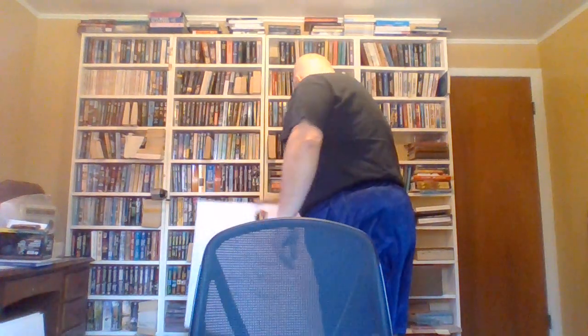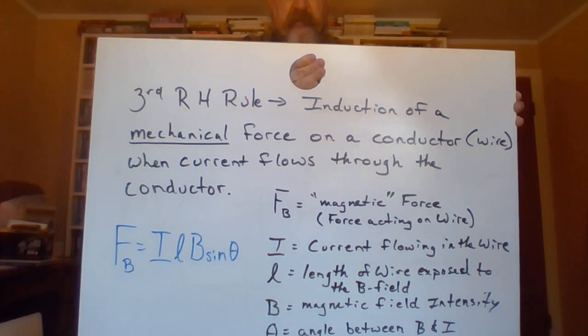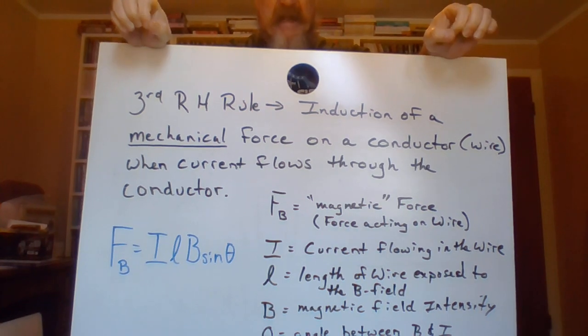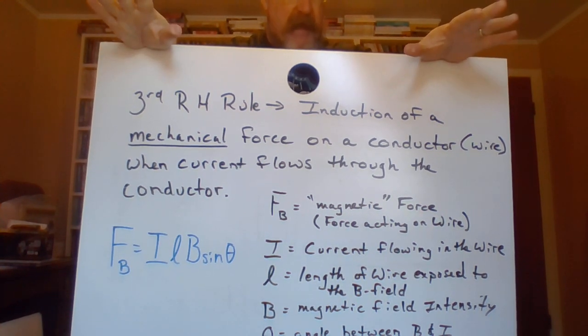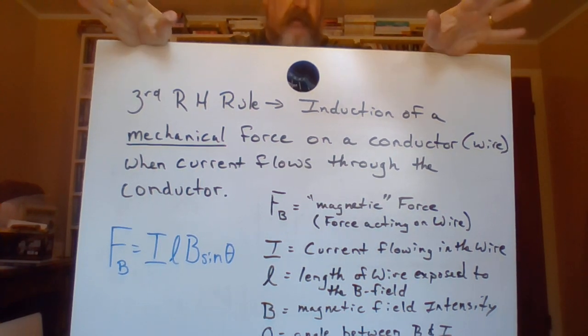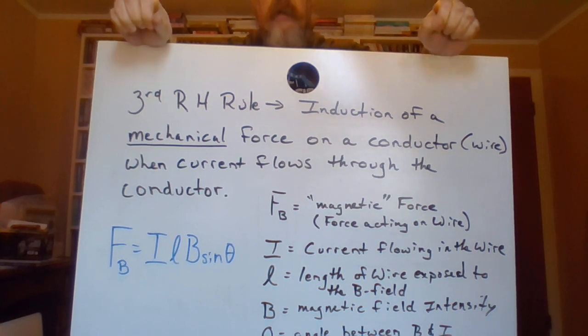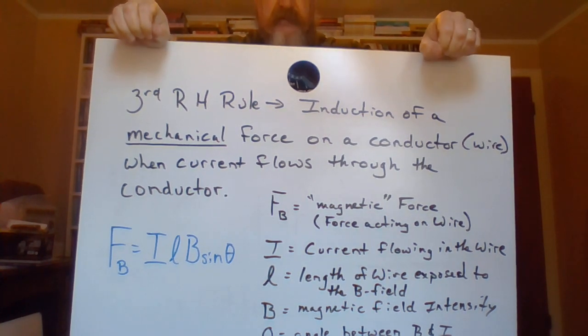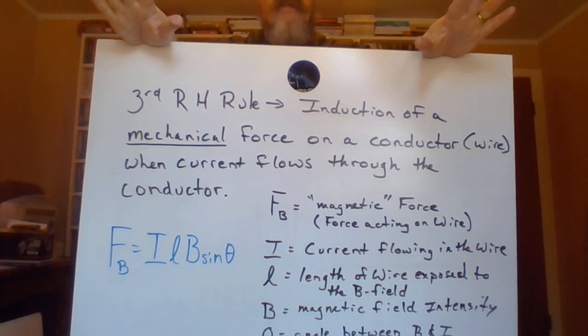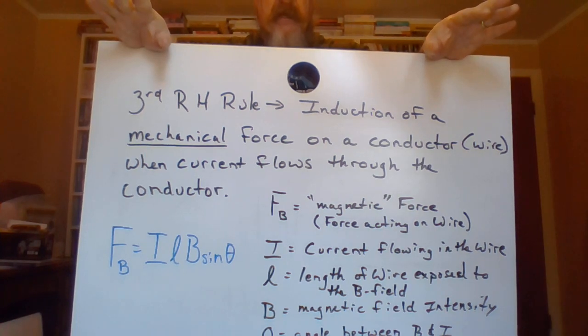Now, we're going to use the third right-hand rule for this. And the third right-hand rule is this: the induction of a mechanical force on a conductor, usually a wire, when current flows through the conductor. That's what the third right-hand rule is dealing with. It is an aspect of electromagnetic induction.